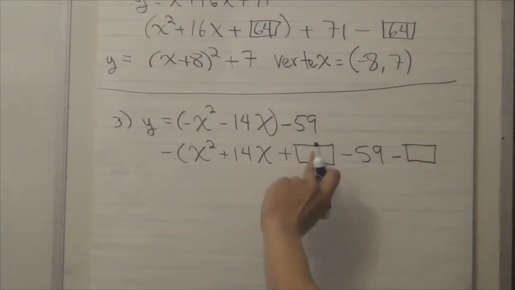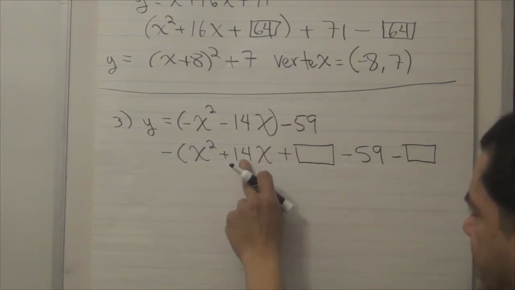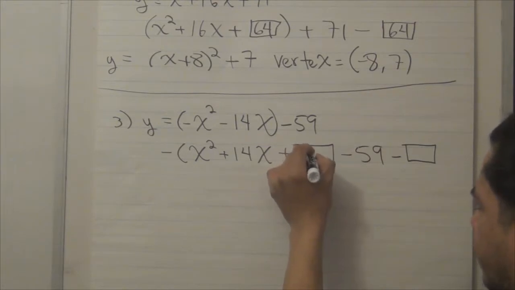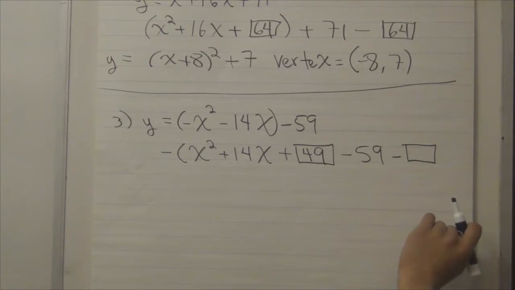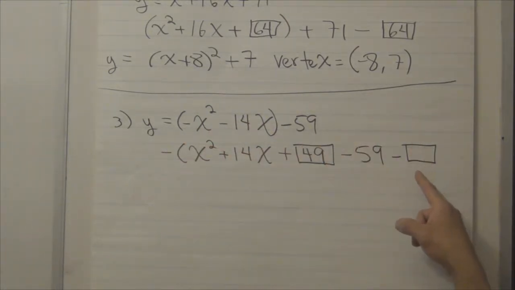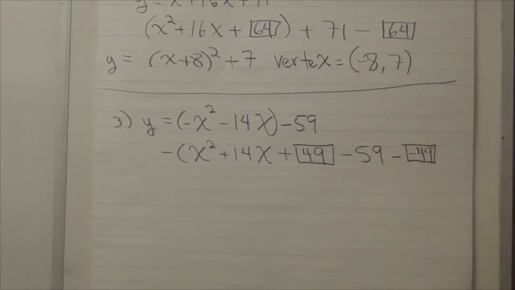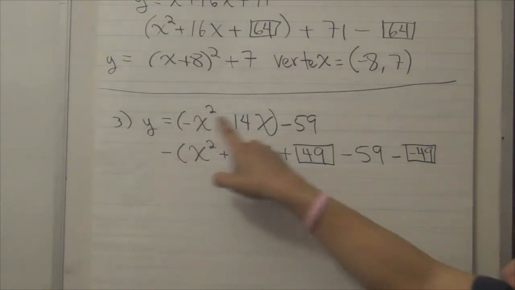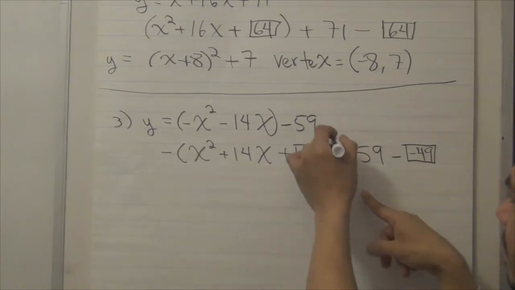All right. So what is the next step? Take half of the linear term and square it. Half of 14 is 7. Square, 49. And I'm going to do it to the other side, right? But remember something. I have something outside here. So what am I going to take away here? I'm going to take away negative 49, because you see, you've got to keep everything the same. This is being multiplied by that.